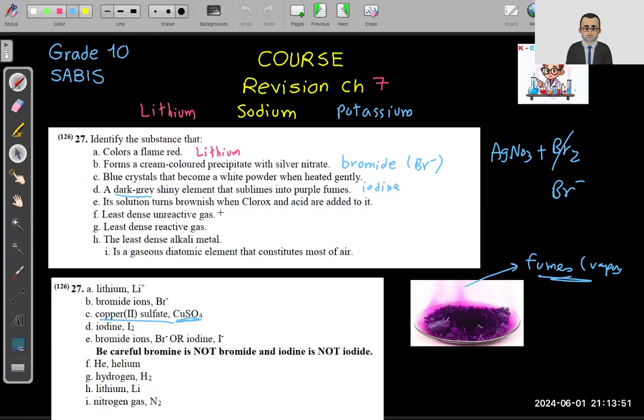So I have just to memorize this one because they will come in the exam as it is like that. And again, what's the least dense unreactive gas that I should know about? Helium. And the least dense gas is hydrogen. The least dense alkali metal is lithium. This is all by memorizing. The gaseous diatomic element that constitutes most of the air is nitrogen. So this all has to be very well memorized.